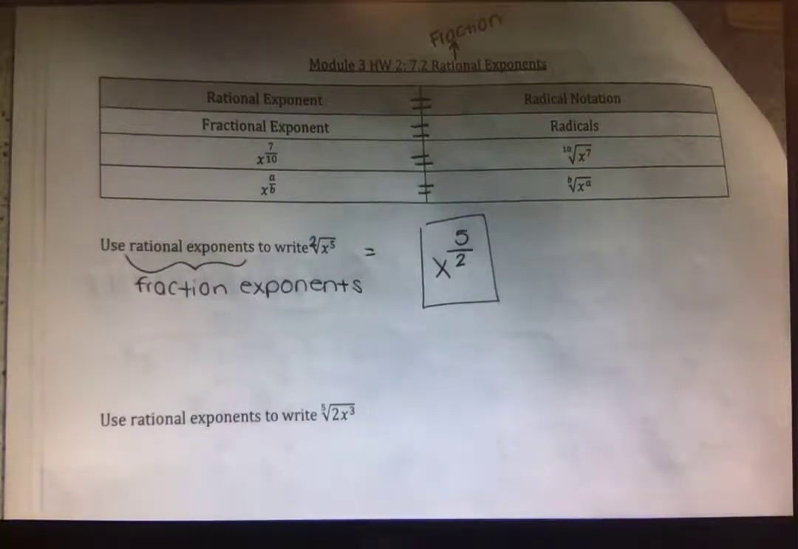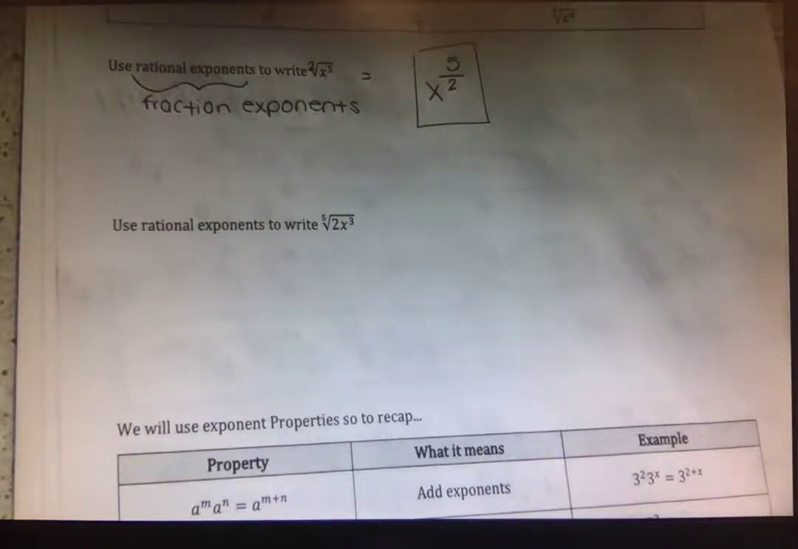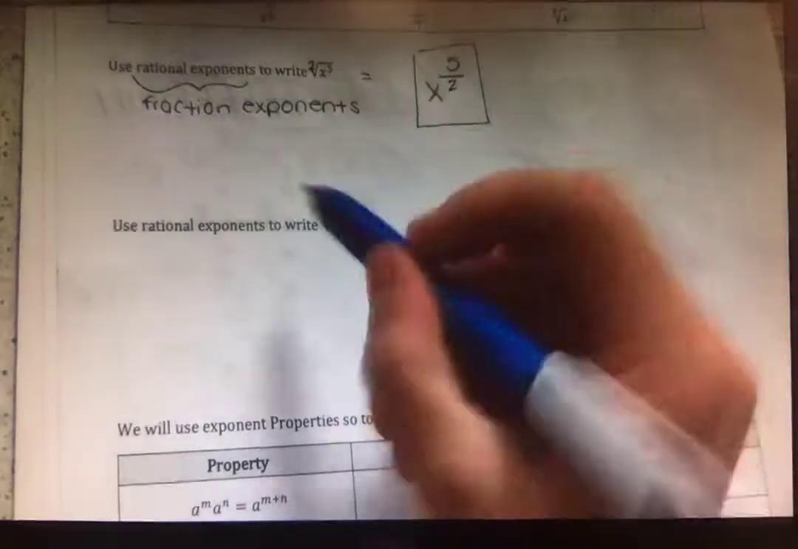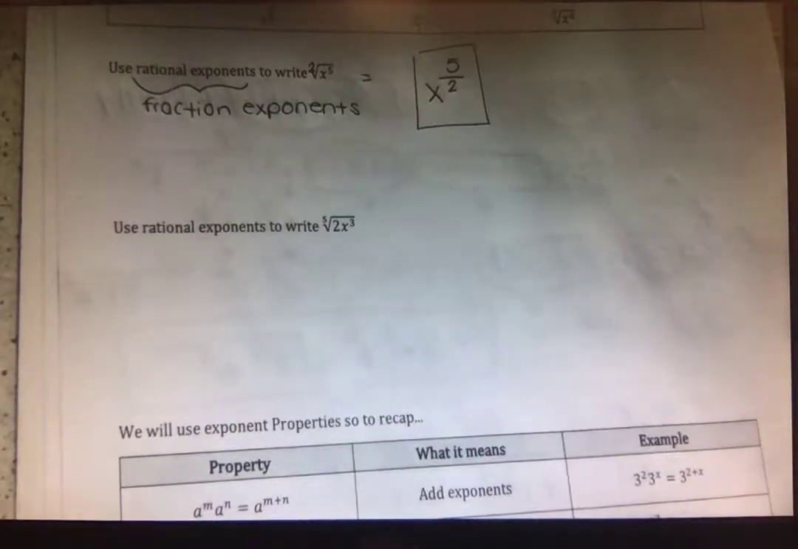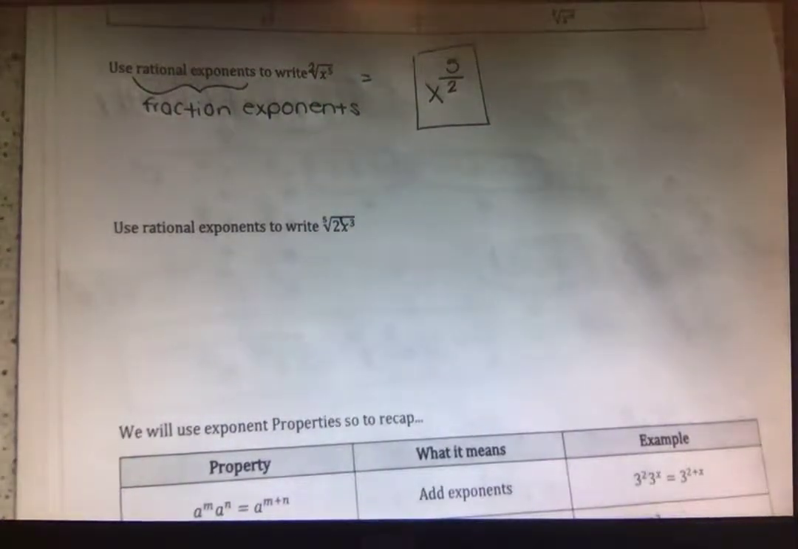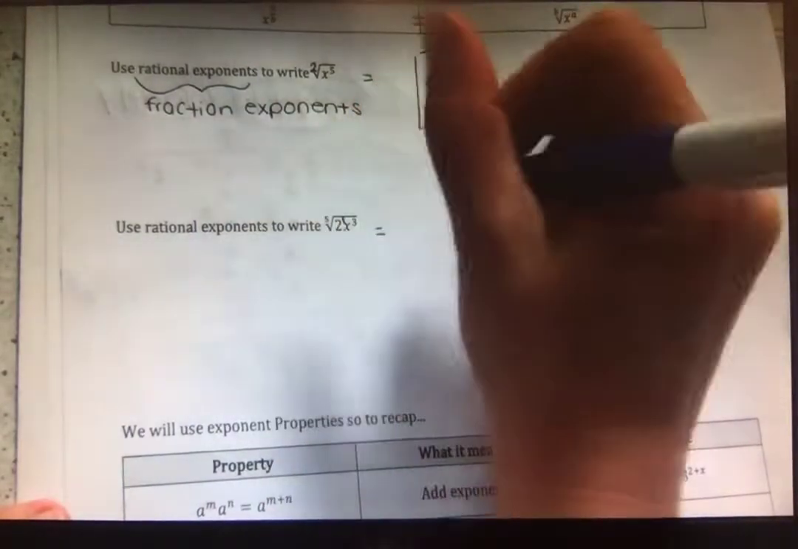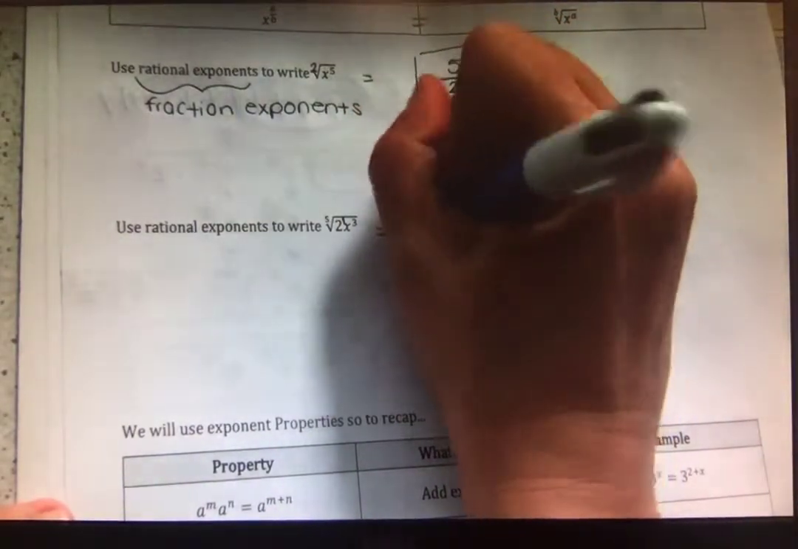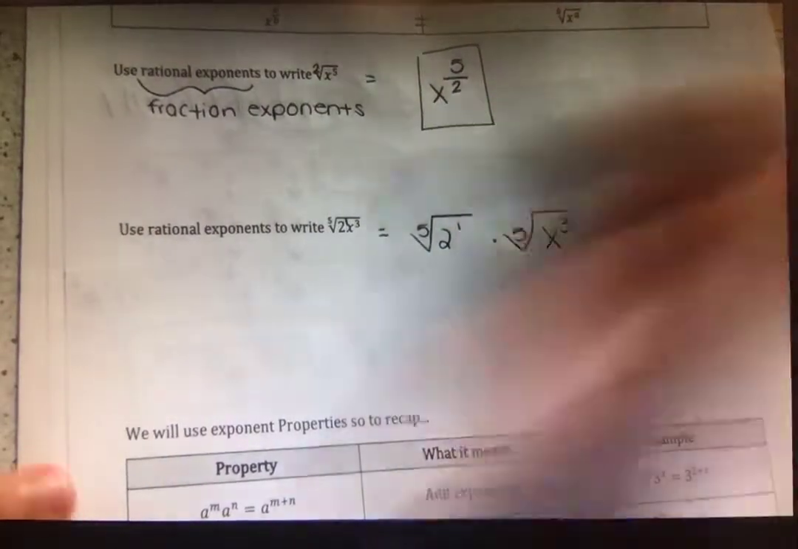We're done. Same thing for the next one. If we have the 5th root of 2x cubed, this is where it gets tricky. This 3 is only applied to the x, not to the 2. The 2 doesn't have an exponent, so it's understood to be 2 to the 1st power. Because these both have different exponents, we can think about them separately. So we can say the 5th root of 2 to the 1st power times the 5th root of x cubed.